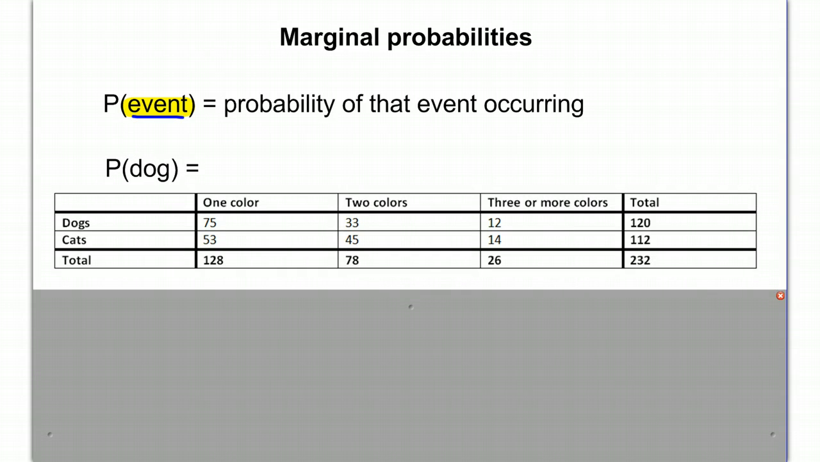And in this table, the probability of getting a dog means we don't care about specifically one color, two color, 3+ color dogs. So we don't need to look at those details. We only need to look at the total over here, the margin. So there are 120 dogs, it says. There are 232 animals. So that means our probability of getting a dog is just going to be 120 out of 232.